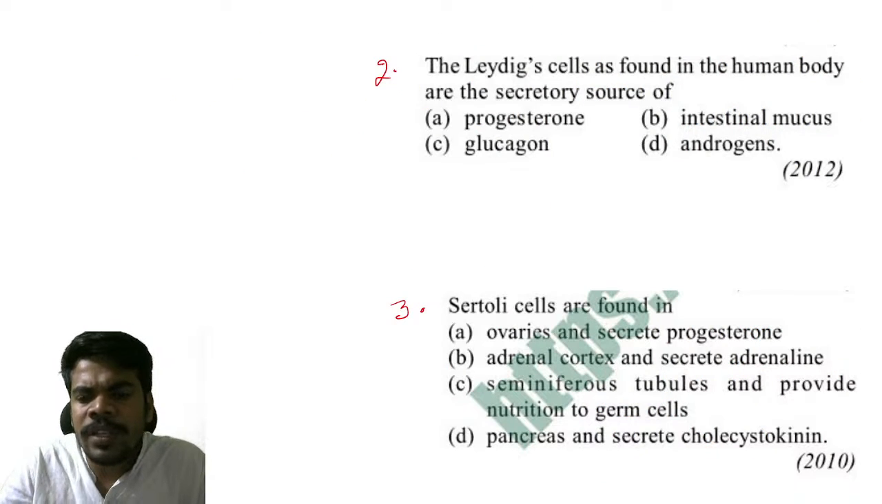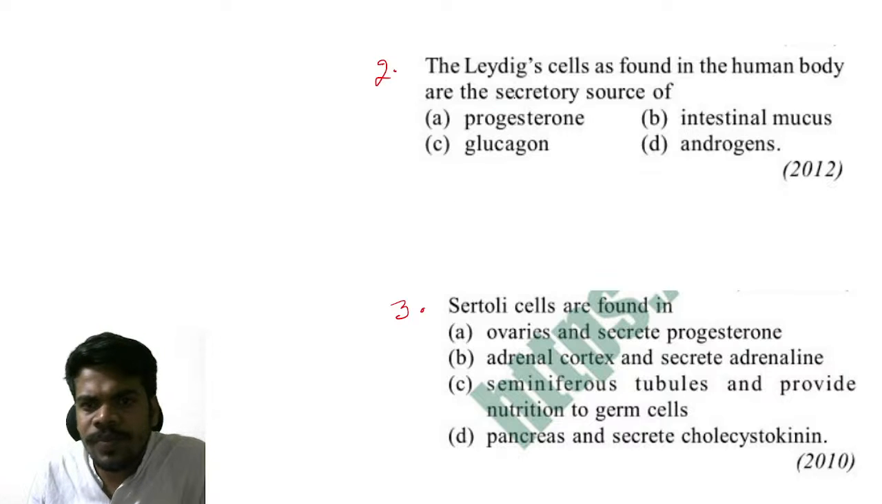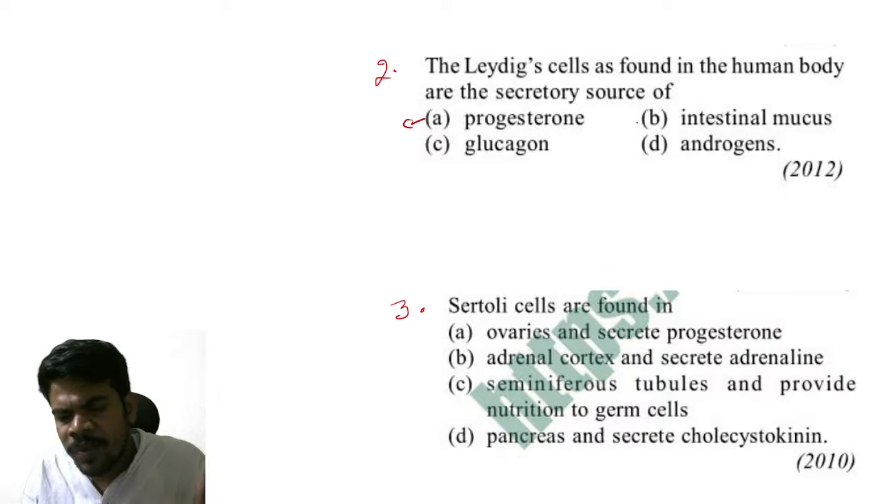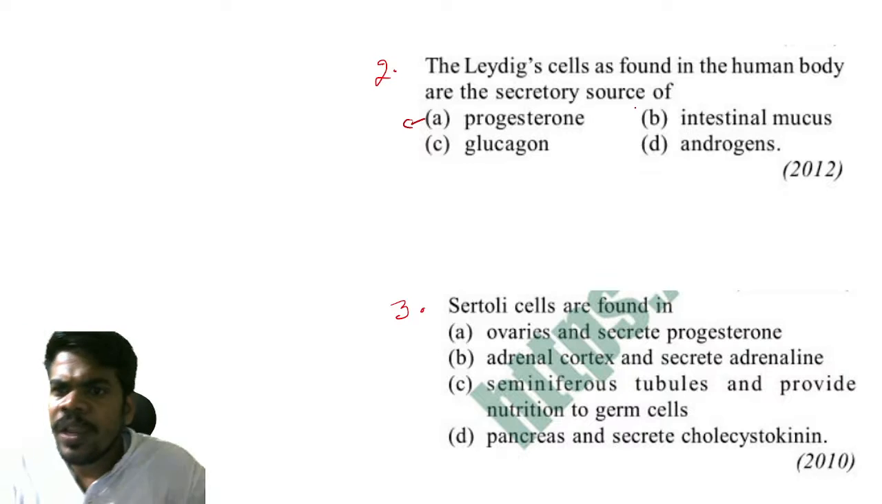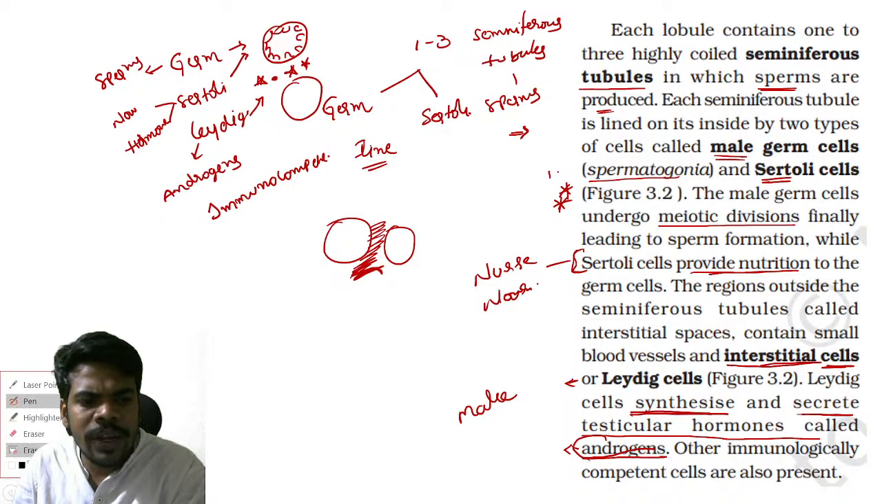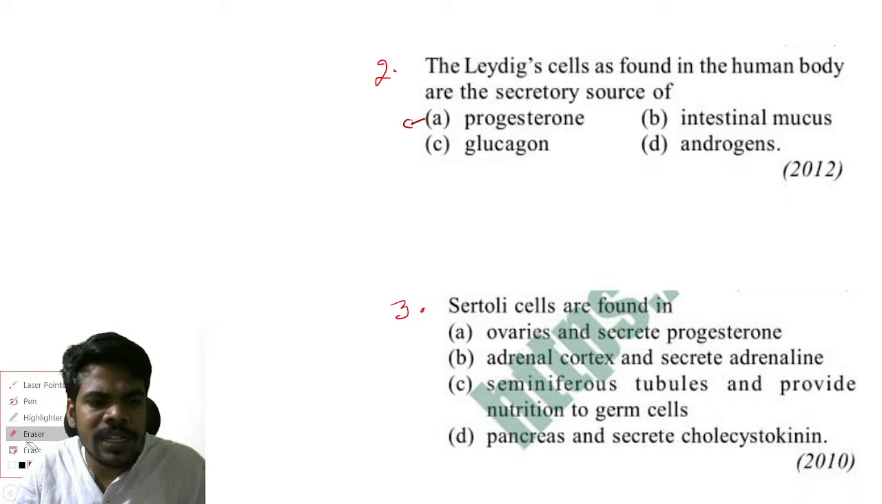So come to the questions from this. Can you answer the questions from this paragraph? The Leydig cells as found in the human body are the secretory source of what? Progesterone? No, progesterone is secreted from the placenta and corpus luteum. Intestinal mucus? No, it is secreted from a different source. Yes, Chandrakant, androgens. Very good. You can get this answer from here. If we read line to line concepts, we can simply answer the questions. The right answer is androgens.